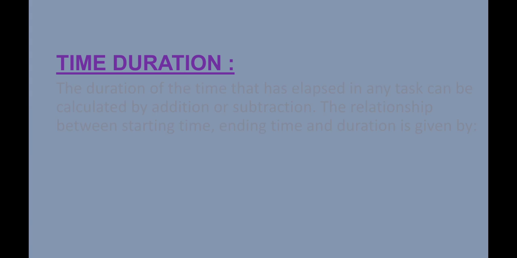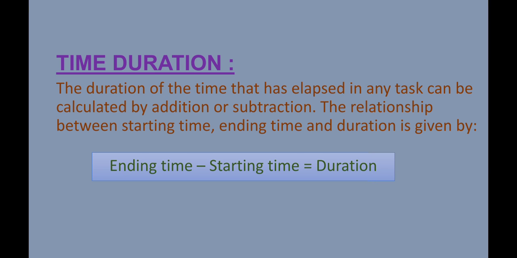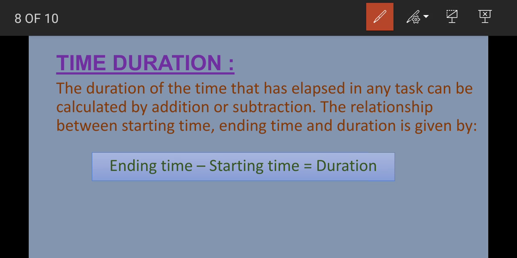Next one is time duration. The time duration that has elapsed in any task can be calculated by addition and subtraction. The relationship between starting time, ending time, and duration is: ending time minus starting time equals duration. The duration can be found by subtracting the starting time from the ending time.